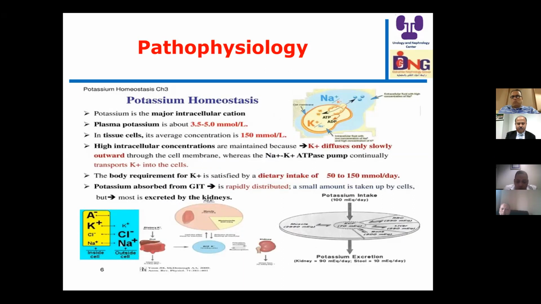When potassium is taken, it's absorbed from the gut, after which potassium is taken up mostly by muscle cells, bone cells, liver cells, and RBCs. It's excreted mainly by the kidneys. 90% is excreted by the kidneys, and 10% through the gut.